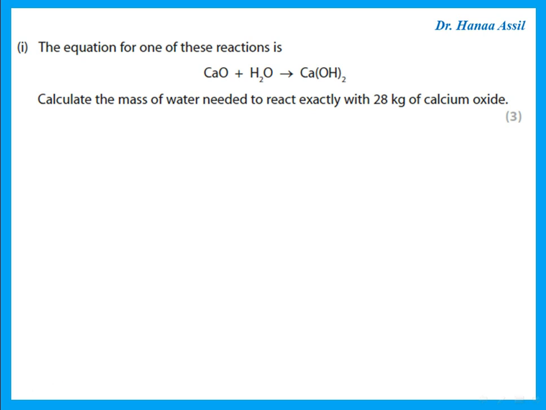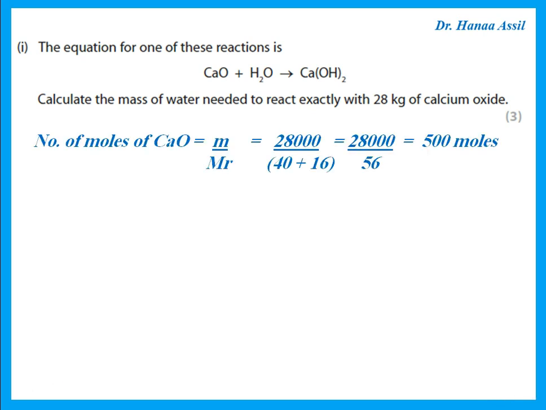So what should we do first? Calculate the number of moles of what he gives me. So he's saying I have 28 kilograms of calcium oxide. The number of moles would be the mass over the molecular mass of calcium oxide. That means I have 500 moles of calcium oxide.